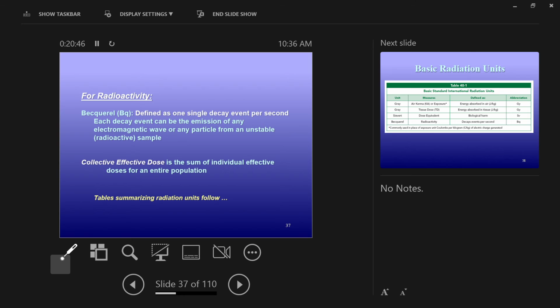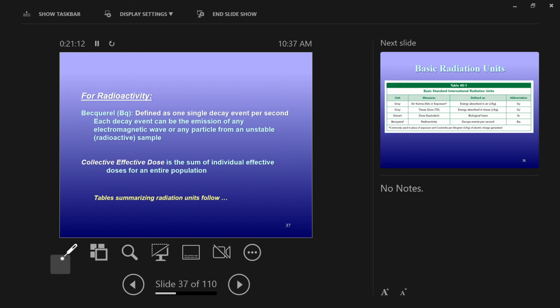Can you see what's written up here? It says each decay event can be the emission of an electromagnetic wave or a particle. Alpha and beta radiation are particles. So what must a gamma ray be? A wave, an electromagnetic wave, right? Those are the only options. Radiation is either an electromagnetic wave or it's a particle.